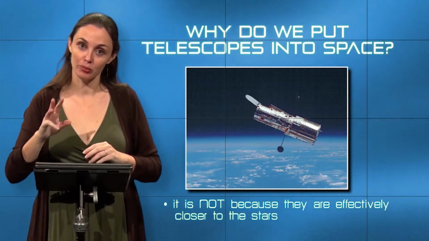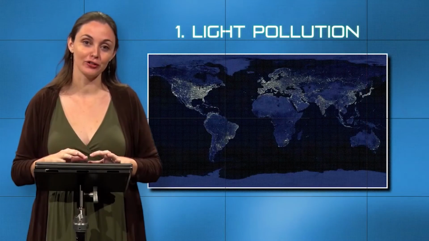And we'll go through these. There are three main reasons why we put telescopes into space. The first, and the one that the ancient Greeks and even the Renaissance scientists didn't have to contend with, is the light pollution on the Earth's surface.